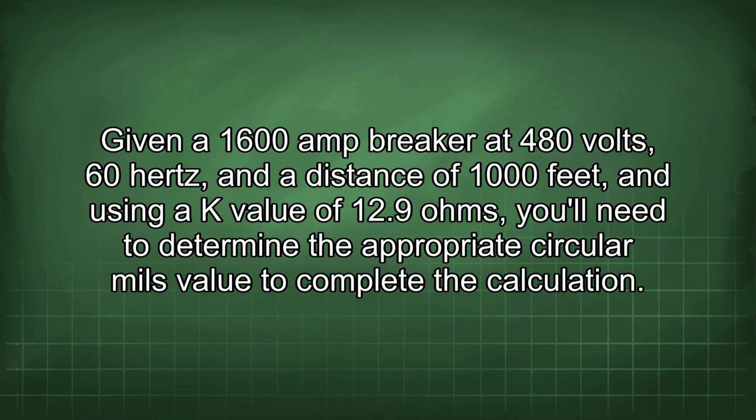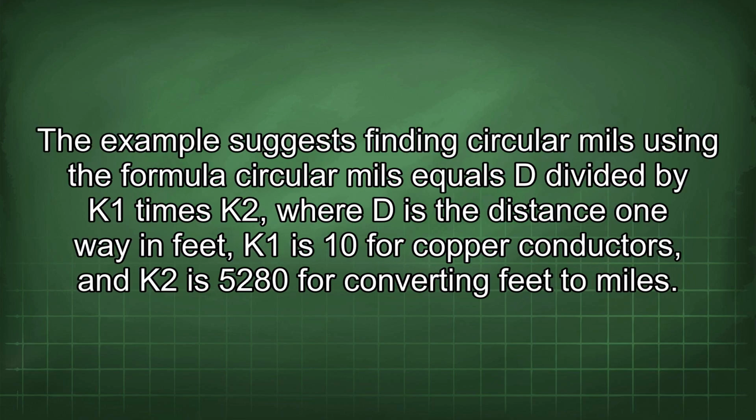Given a 1600 amp breaker at 480 volts, 60 Hz, and a distance of 1000 feet, and using a K value of 12.9 ohms, you'll need to determine the appropriate circular mils value to complete the calculation. The example suggests finding circular mils using the formula circular mils equals D divided by Coulomb times K2, where D is the distance one way in feet, Coulomb is 10 for copper conductors, and K2 is 5280 for converting feet to miles.